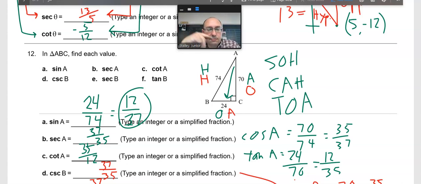Okay. So the sine of angle A is opposite over hypotenuse. Okay. That's the 24 over the 74. That does reduce, and you will need to reduce it to 12 over 37.